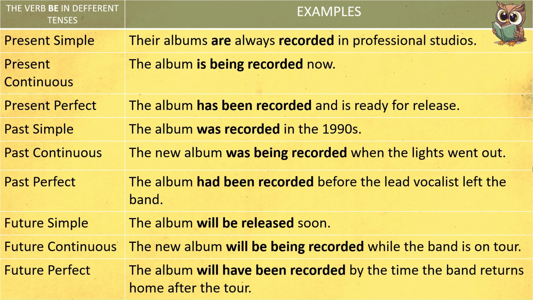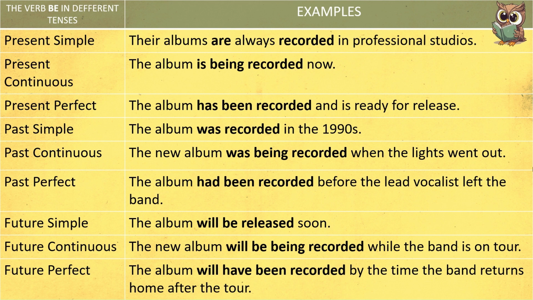The new album was being recorded when the lights went out. Was being: this is the past continuous form of the verb to be. Why do we use this form? Well, because it is a description of a background event when something happened. In this case, when the lights went out. The album had been recorded before the lead vocalist left the band. This is the past perfect of the verb to be, had been. Why do we use the past perfect? Because it happened before something else happened in the past.